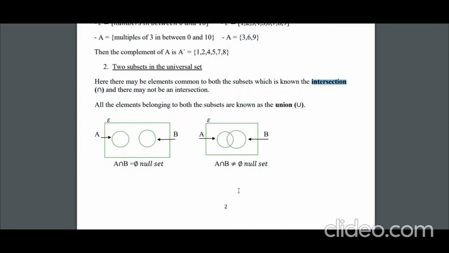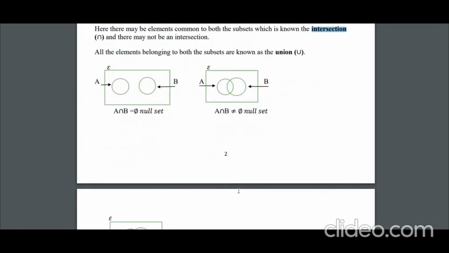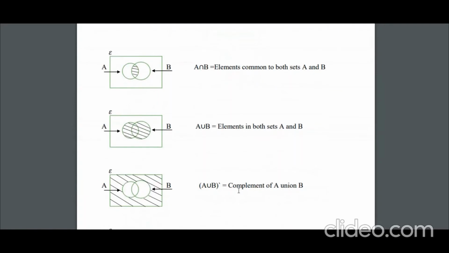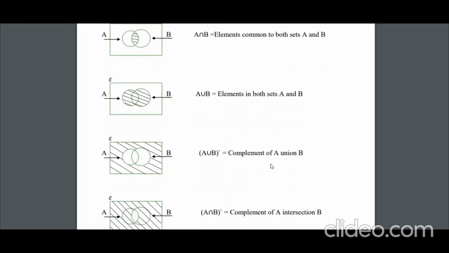So let's look at a few regions and definitions. What are the elements belonging to A intersection B? Elements belonging to both A and B. This particular region. A union B, as I said, are the elements in either set A or B. That means all the elements in A, all the elements in B, this particular region. The complement of A union B, we already know what A union B is, so excluding that, we get this particular region.